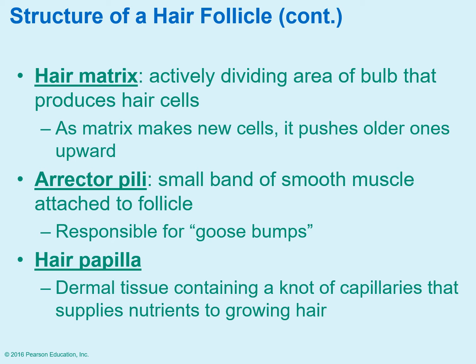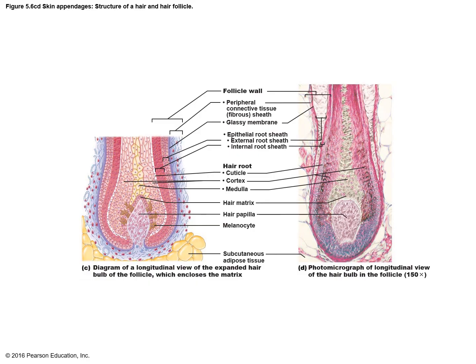The erector pili is this little small smooth muscle that is attached to the follicle. And when it contracts, it's going to pull that hair follicle straight up. And that's when you get goosebumps. It is smooth muscle, which means you do not have any voluntary control over it. The hair papillae, this little conglomeration or group of capillaries, is supplying the nutrients to the growing hair cells.